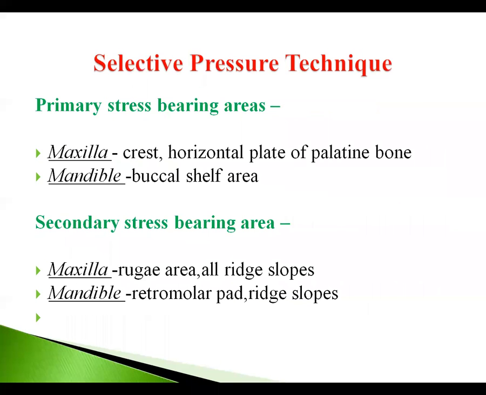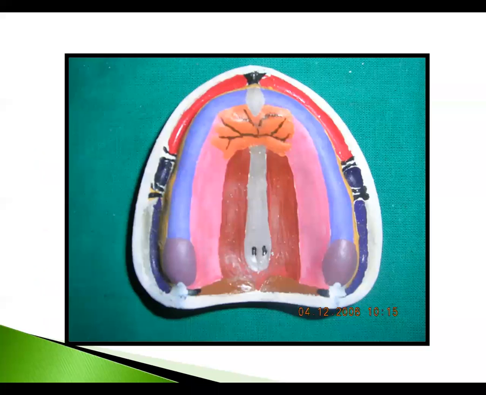Then the selective pressure technique, in which the stress bearing area and relief area are discussed. In the stress bearing area, just remember the crest and the horizontal plate of the palatine bone is the primary stress bearing area in the maxillary arch, while the buccal shelf is in the mandibular arch. The secondary stress bearing area in the maxillary arch is the rugae area and the ridge slopes, while the retromolar pad and the ridge slopes are the secondary stress bearing area in the mandibular arch.